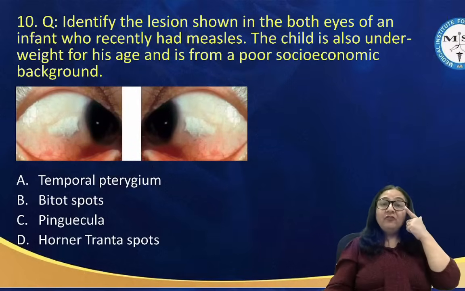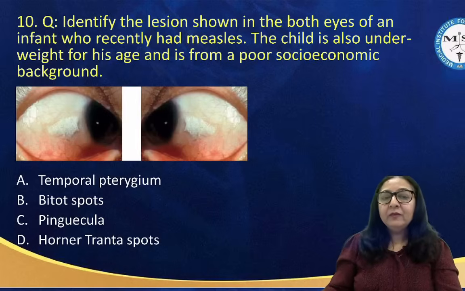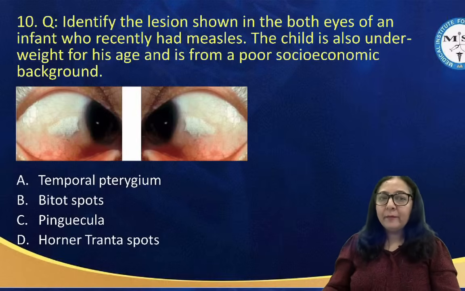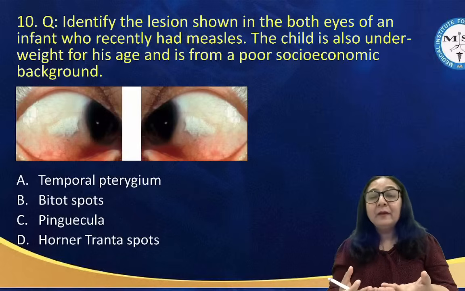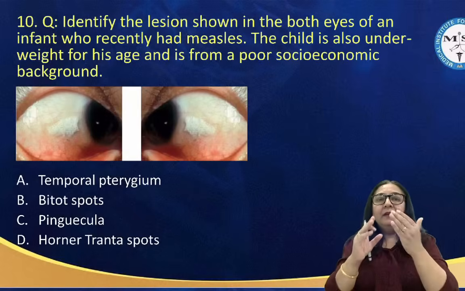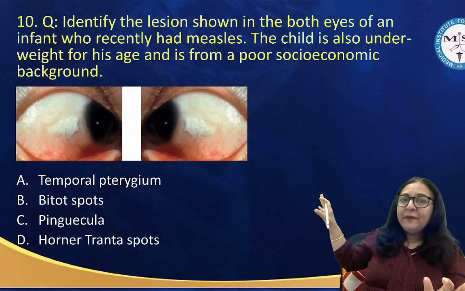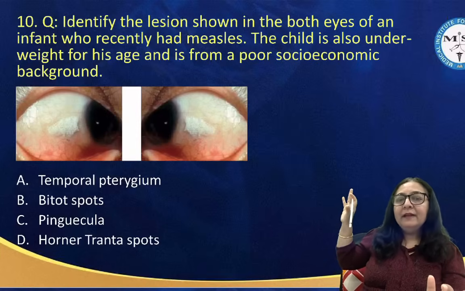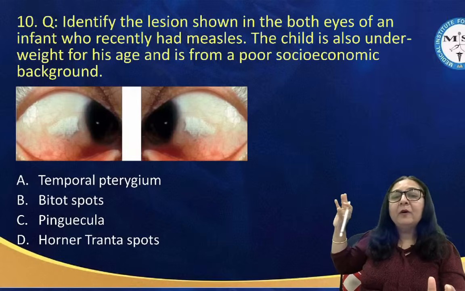Identify the lesion shown in both eyes of an infant who recently had measles. The child is also underweight for his age and is from a poor socioeconomic background. Again, a very simple question, but it has often been asked in your exam. So this can be an image-based question, or just a question based upon the history.